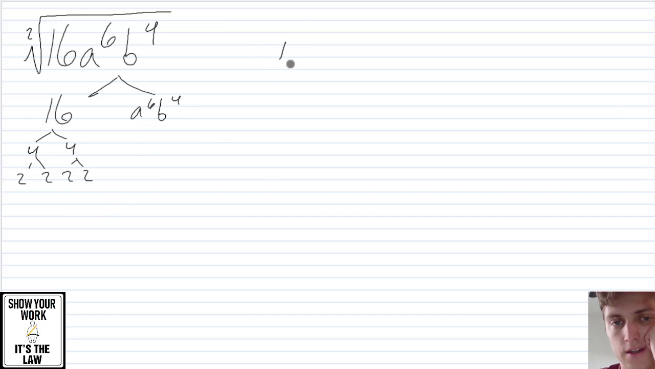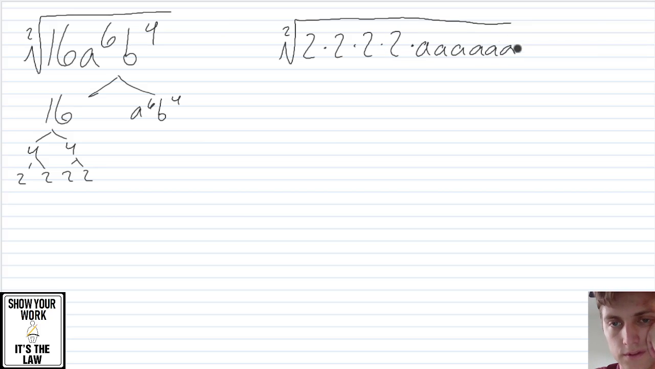So let's just go ahead and write all that out. There's nothing wrong with writing everything out. 2 times 2 times 2 times 2, and then 6 a's. These are all being multiplied, of course, and then 4 b's. All right, and then the square root tells us everything that shows up twice can be pulled out.